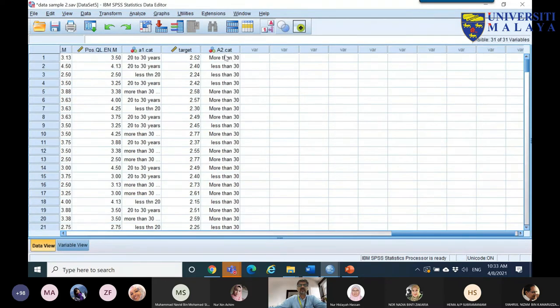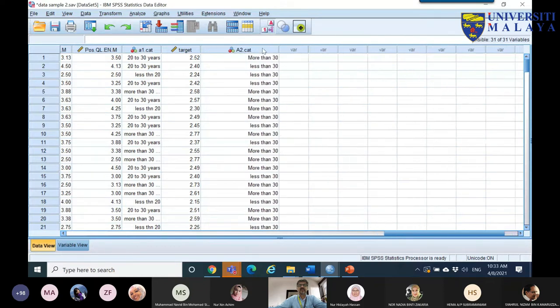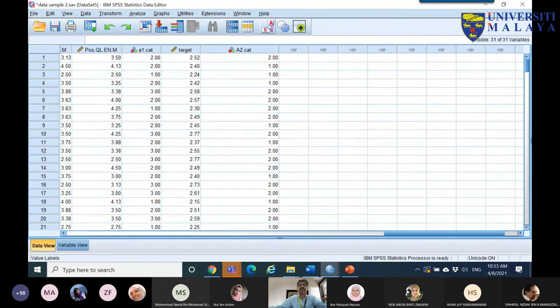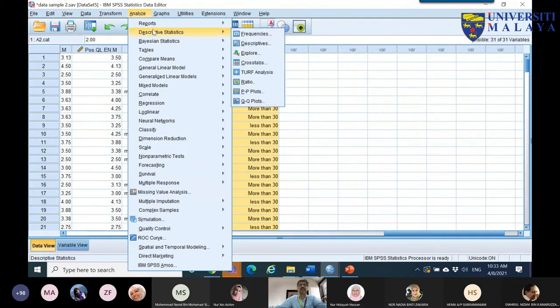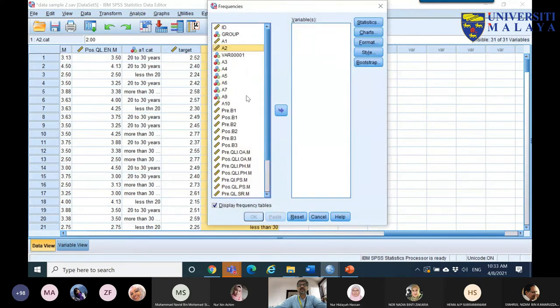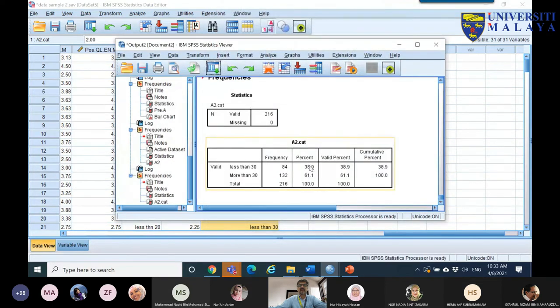If I go back to my data, you can see here, instead of the codes, I can see the labels. If I click on this icon, the original form of the data appears. So easily I can calculate the frequency for A2 cat. I go to analyze, descriptive, and instead of A2, I use A2 cat. That's all. So now 38.9% of respondents are below 30 years, and 60.1% are above 30 years, right?